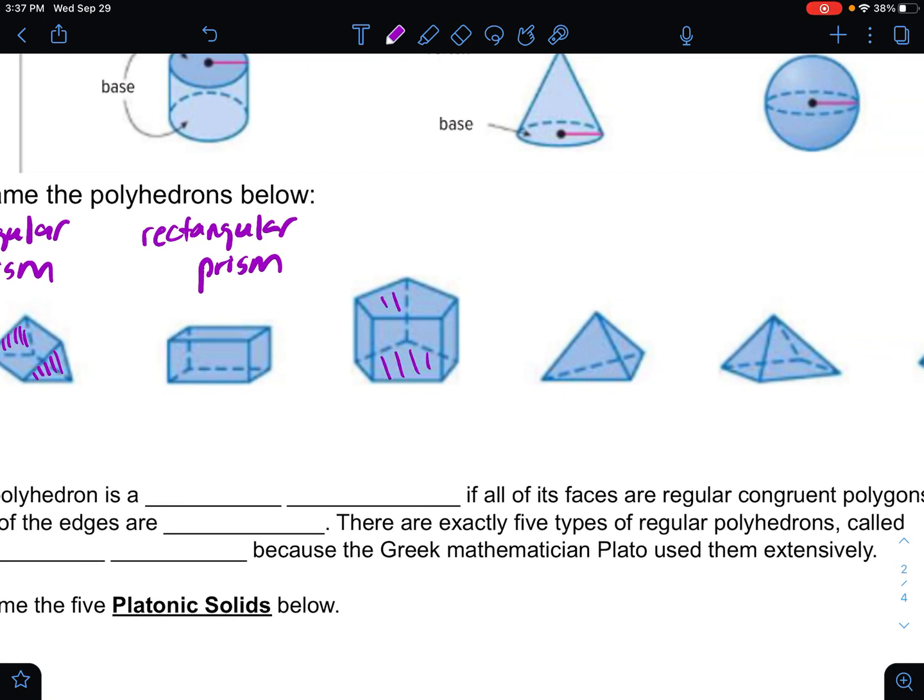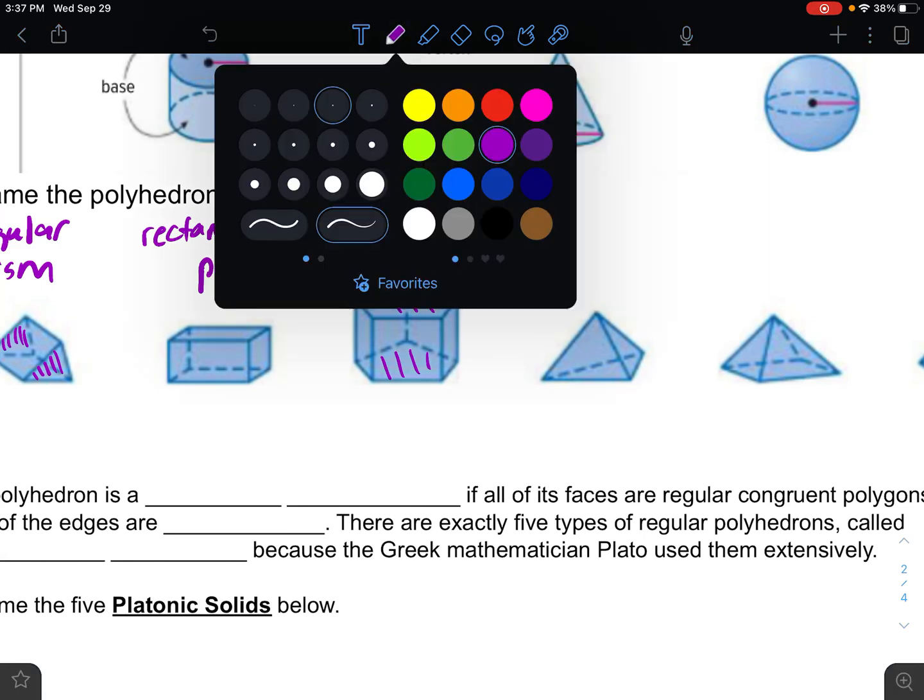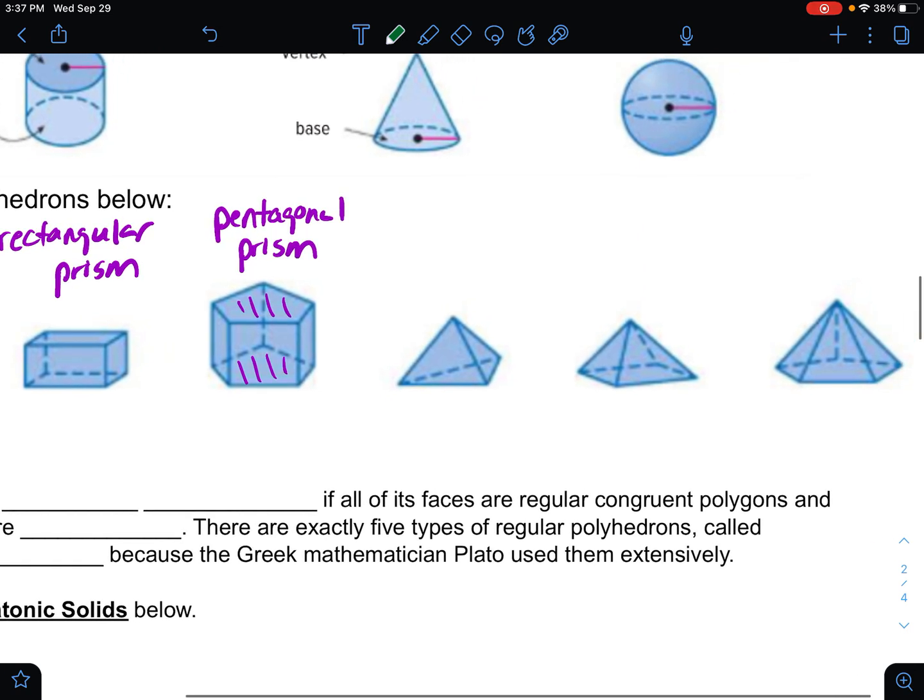In the next one, the bases are pentagons, so we call it a pentagonal prism. And then the next one after that, notice we switch over to pyramids because now we have one base and then triangular sides that meet at a vertex. Again, we name the pyramid based on the base shape. So this is a triangular pyramid.